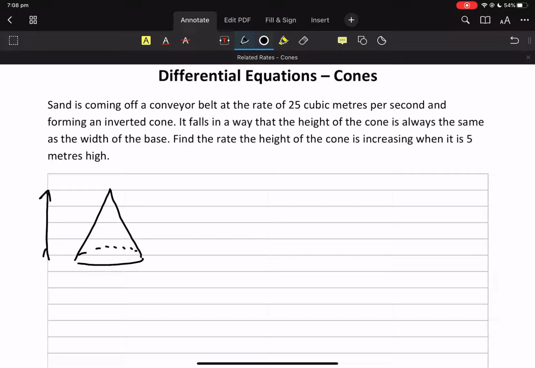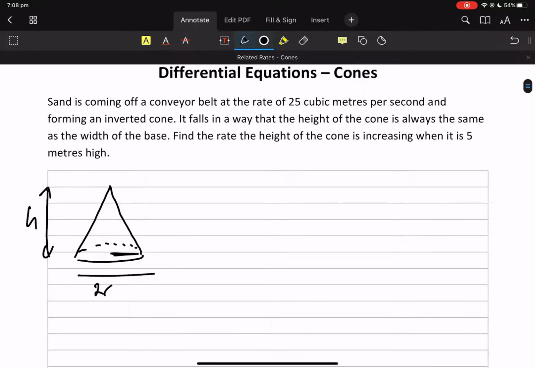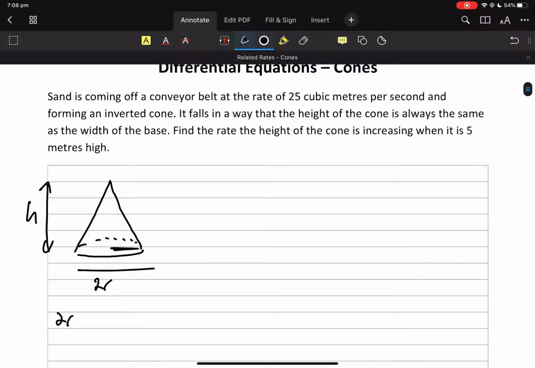Let's go. That's height. And that's, we could call it width, but I don't really want to do that. I want to call that R. So if that's R, that's 2R. So right away I've got a relationship between R and H. Get that out of the way.